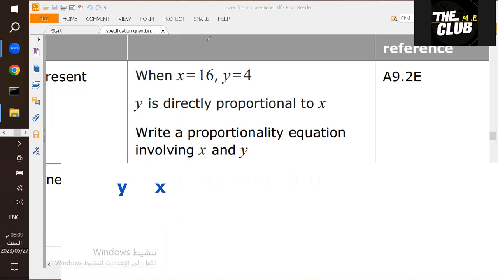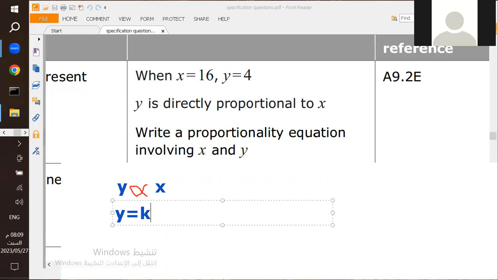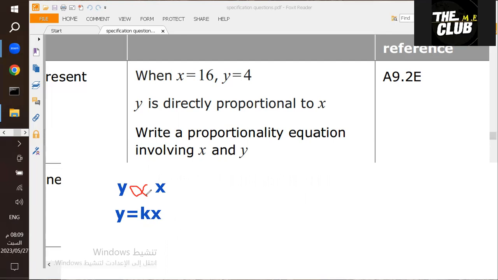Yes, I have to draw it. Then we convert direct proportion, we write equals k. Yes, y equals kx. So what is the meaning of direct proportion? Why is there a k there? You have to remove this sign and you put equals k. k is the constant. We call it the constant of proportion. So you remove this sign and you put equals k, okay?